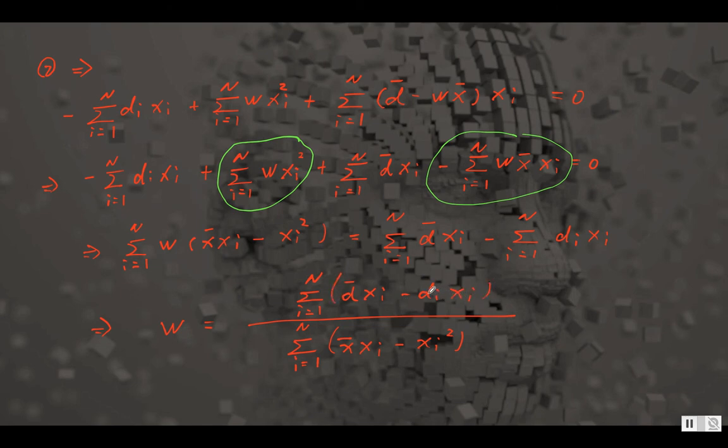So this one we can get to the final format. This one equal to, on the numerator, summation of xi minus x bar, and then di minus d bar. And the denominator equal to summation of xi minus x bar, and then multiply with xi minus x bar.